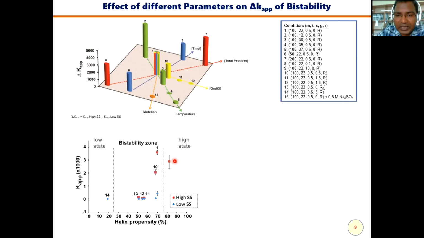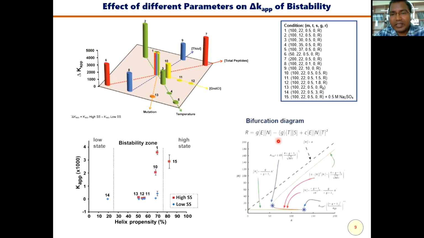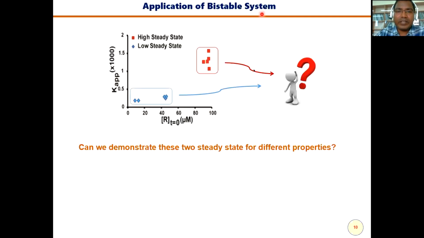To prove this hypothesis, we also did the theoretical calculation, where we found two points. This is the bifurcation point, where the blue star is, with two values of the A, low and high solutions. Then we thought, can we make this bistable system demonstrate these two states with different properties?